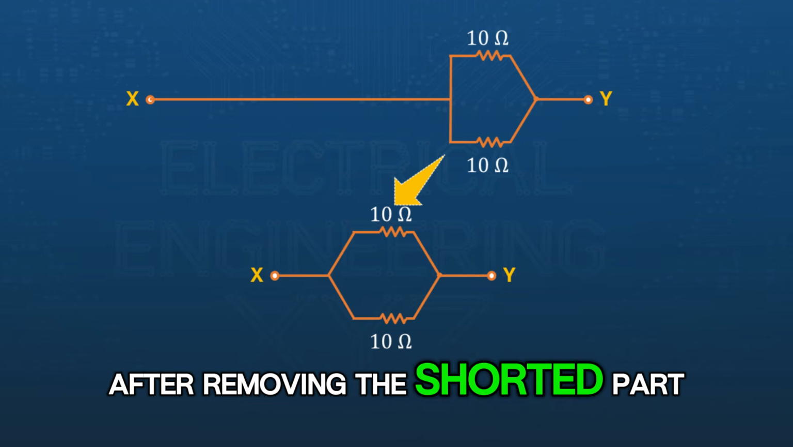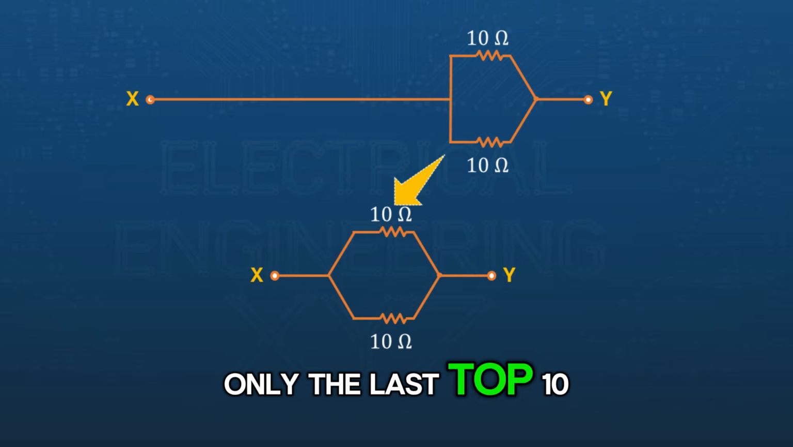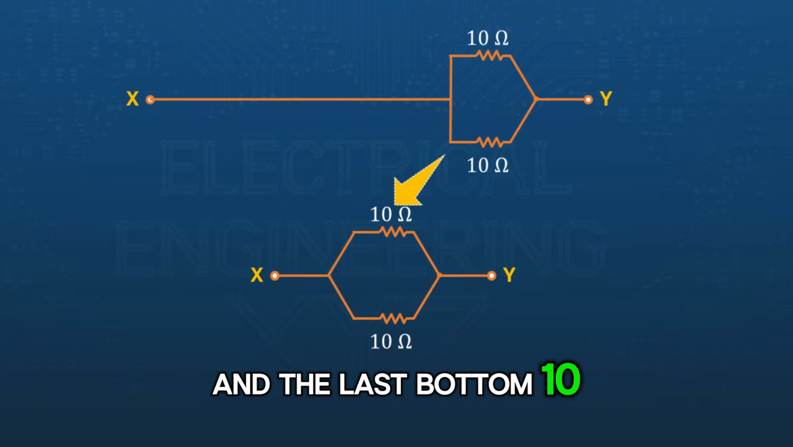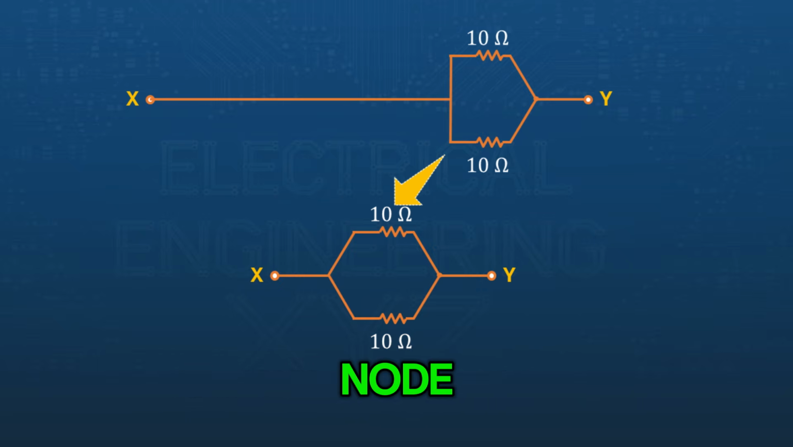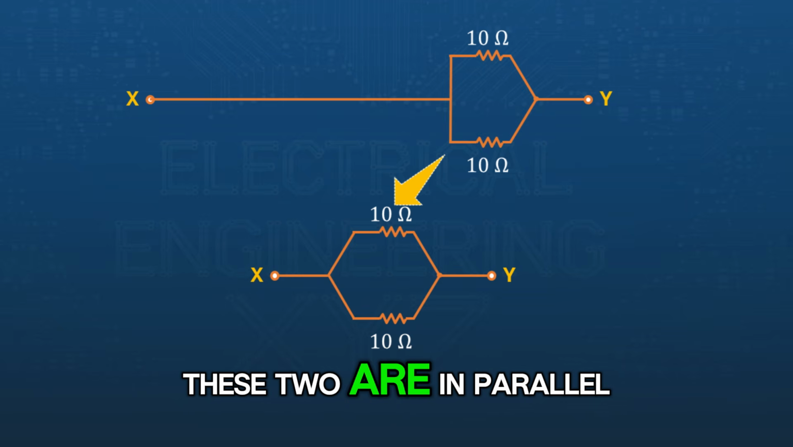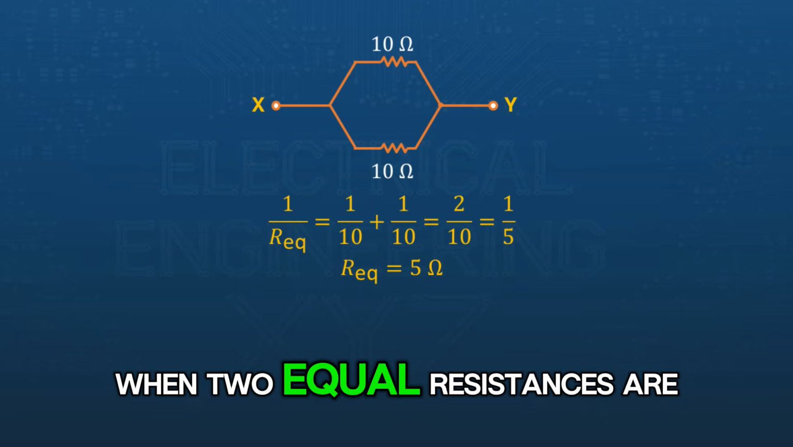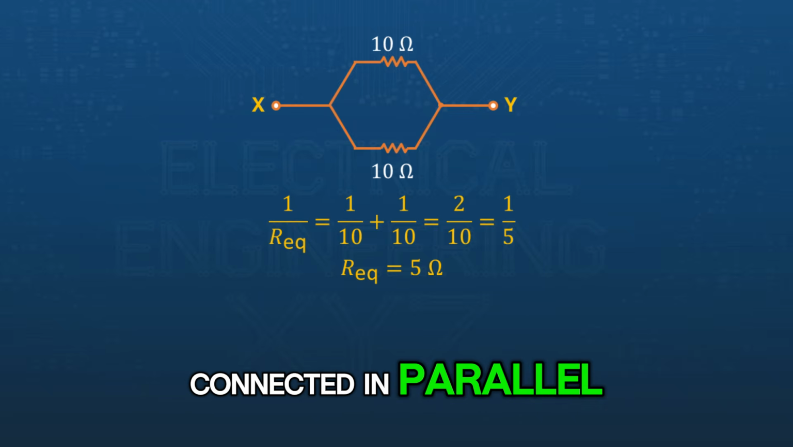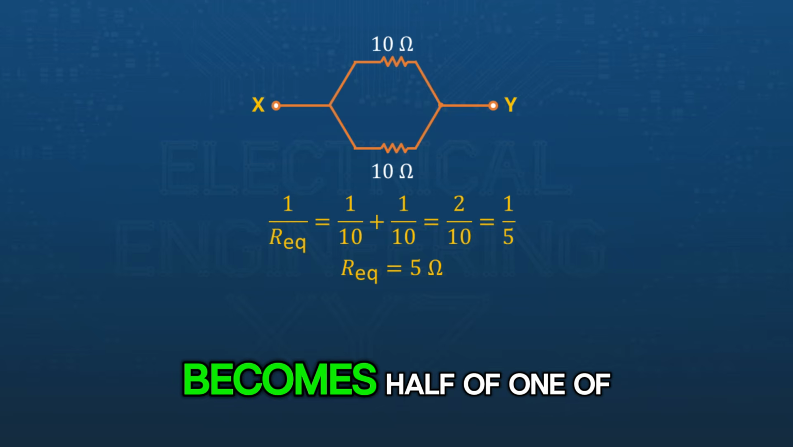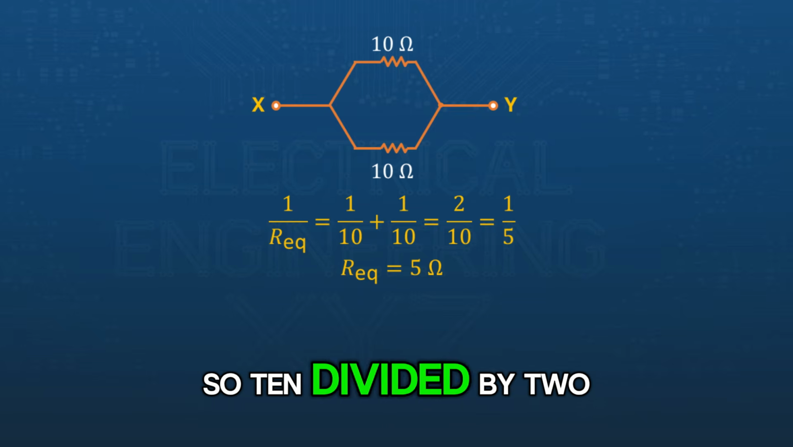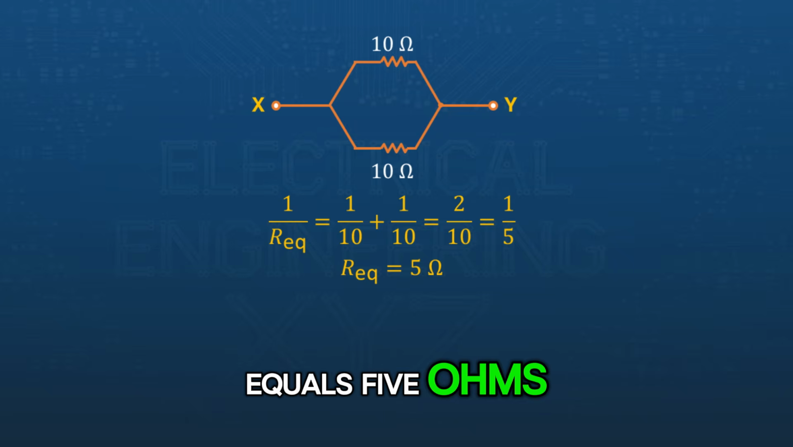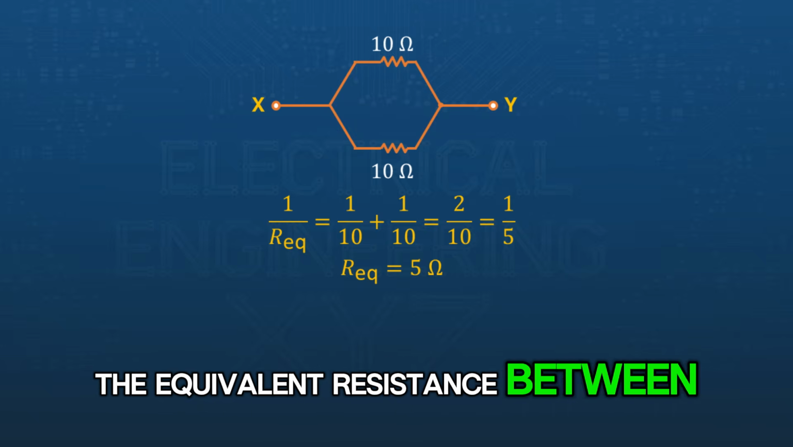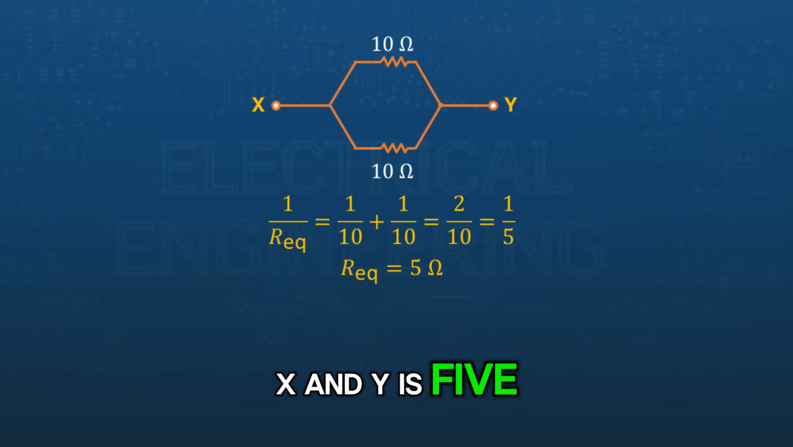After removing the shorted part, only the last top 10 ohms and the last bottom 10 ohms remain between node X and node Y. These two are in parallel. When two equal resistances are connected in parallel, the equivalent resistance becomes half of one of them. So 10 divided by 2 equals 5 ohms. Therefore, the equivalent resistance between X and Y is 5 ohms.